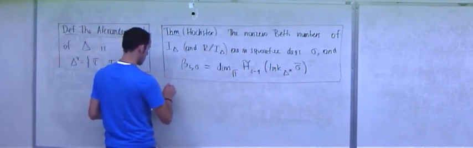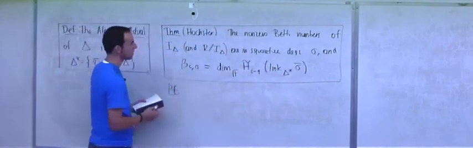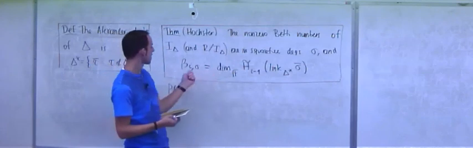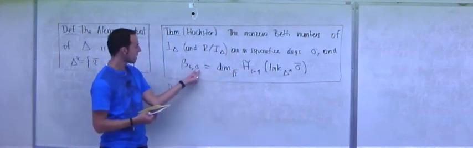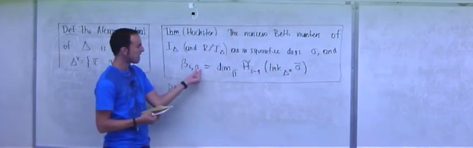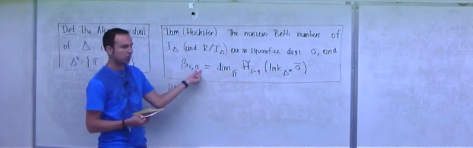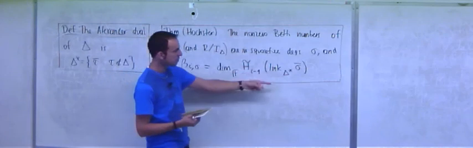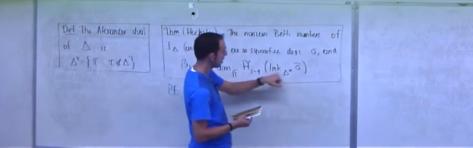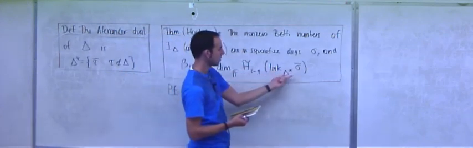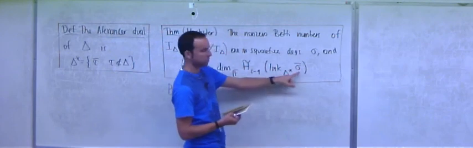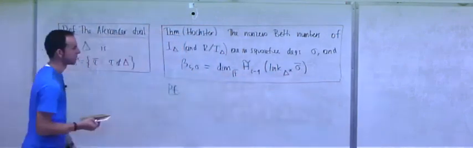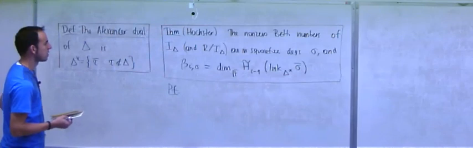So more concretely, what this says is that all the non-zero Betti numbers look like this. They are beta i, sigma, where sigma has to be square free. And then we get an explicit formula saying that this number is the dimension of a homology group of the link in the Alexander dual of the complement of sigma. Okay?